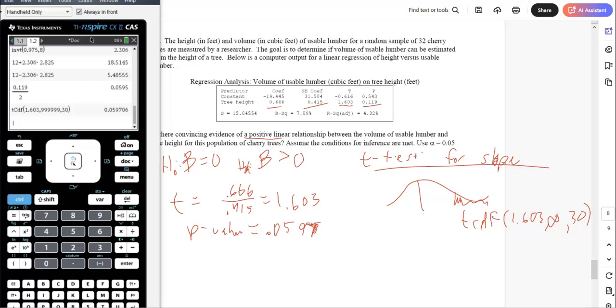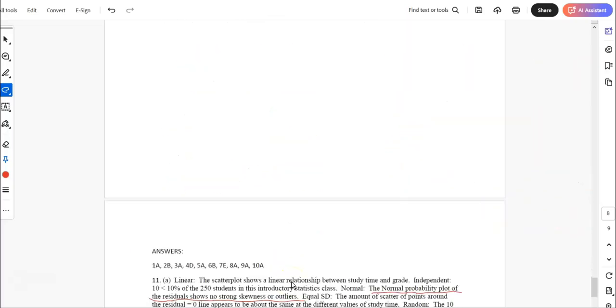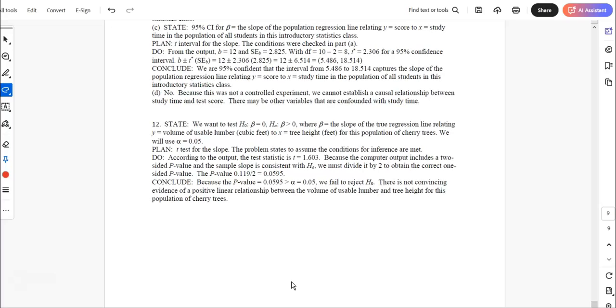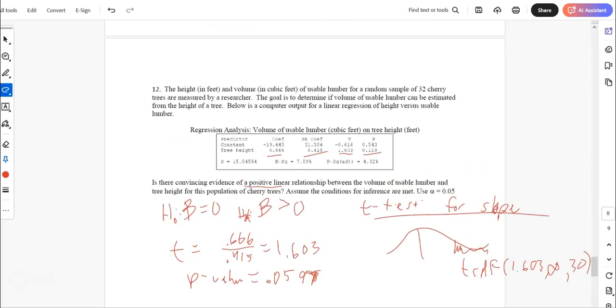I trust that number better. I don't know, we'll see. P-value is 0.0597, so because the p-value is greater than the alpha level of 0.05, we don't have enough evidence. We failed to reject the null. We don't have enough evidence to say that there is a positive linear relationship between usable lumber and tree height for this population of cherry trees. Yeah, that's what they said, I think. Okay, great. That's your review. That's the end.